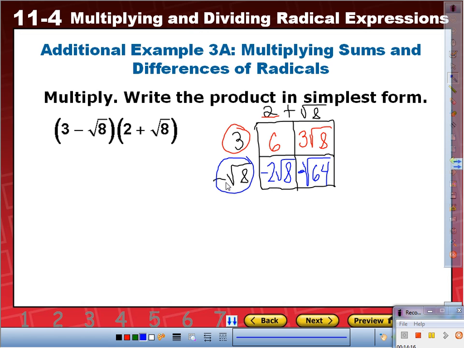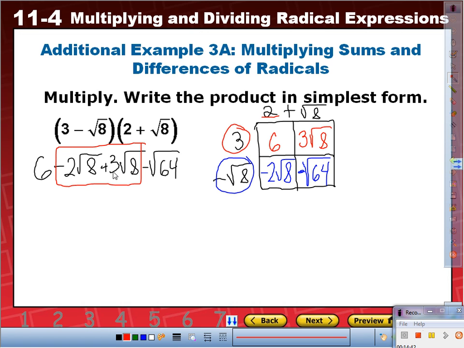Now I'm going to write all these here so that we can see if we can combine like terms. So this one is 6 minus 2 square root of 8, which is this one. Then I'm going to write plus 3 square root of 8. Then at the end minus square root of 64. So it looks like I can combine like terms here in the middle, right? Yeah. We have 3 minus 2, that's 1 square root of 8, and it's a positive.